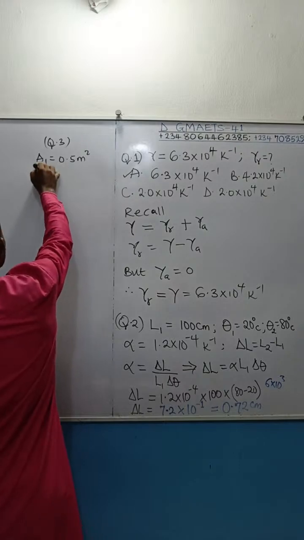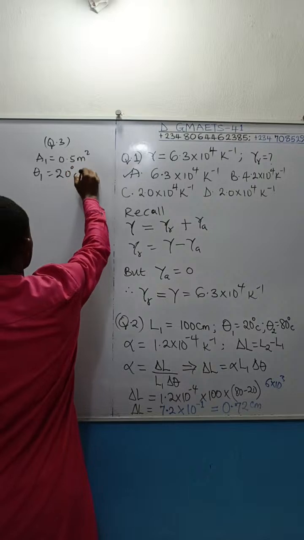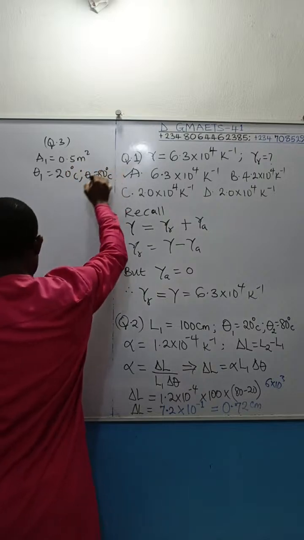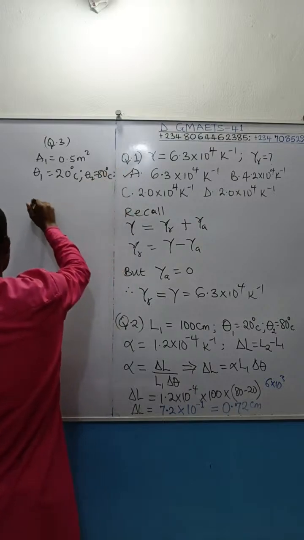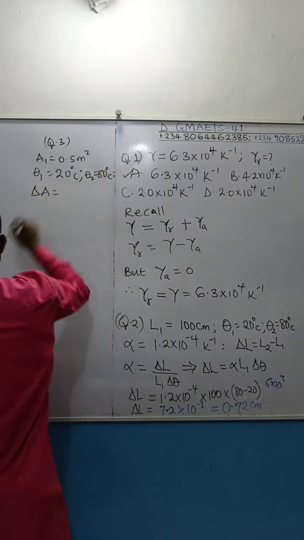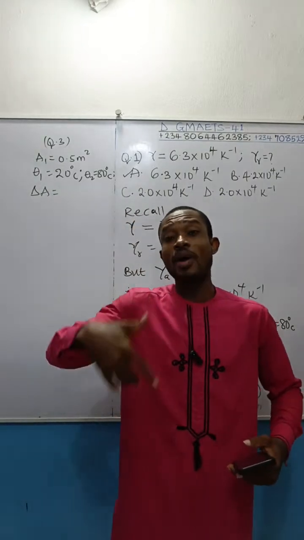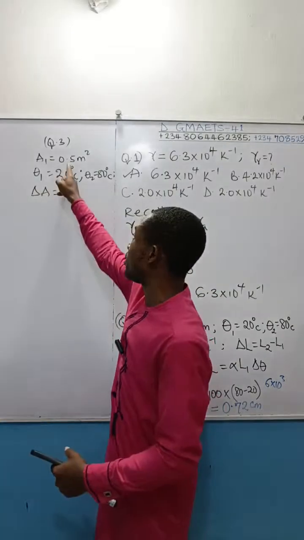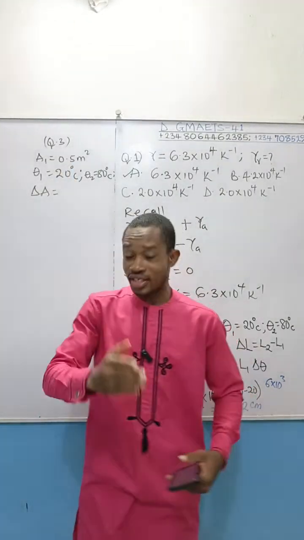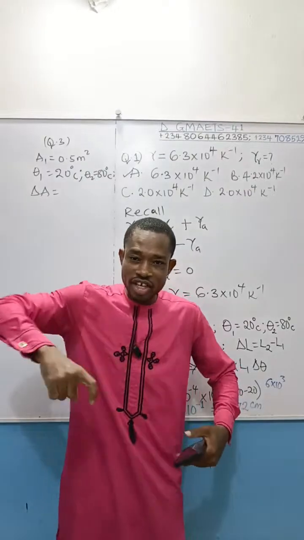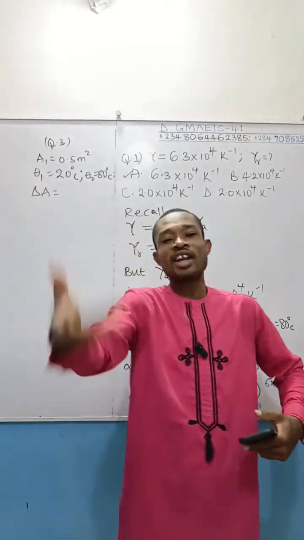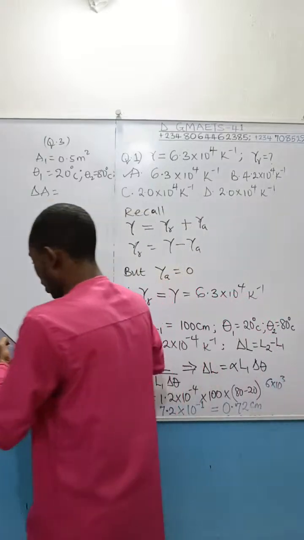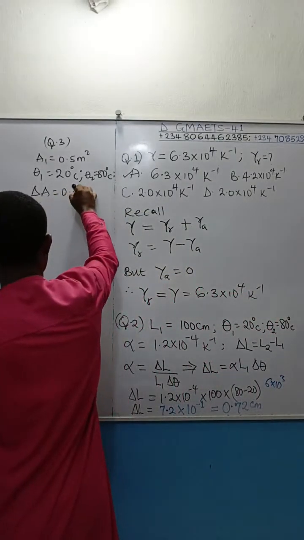Now, theta 1 is 20 degrees centigrade. Then theta 2 is equal to 80 degrees centigrade. The change in area was already given because we are told that the area increases by heating it from 20 degrees to 80 degrees. Initially, the area was this. Now to move from 20 to 80, the additional value of area, the increase in area, is that value given to us, which is 0.01 square meter.